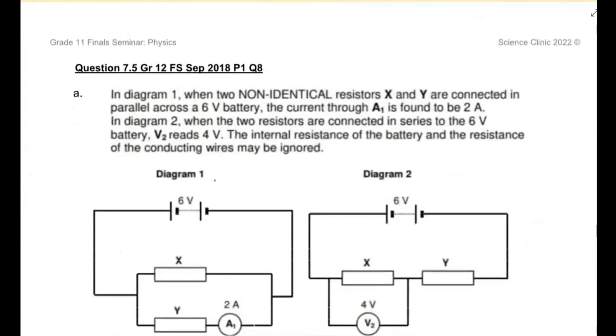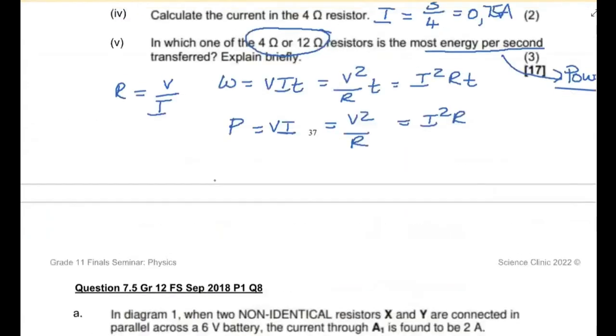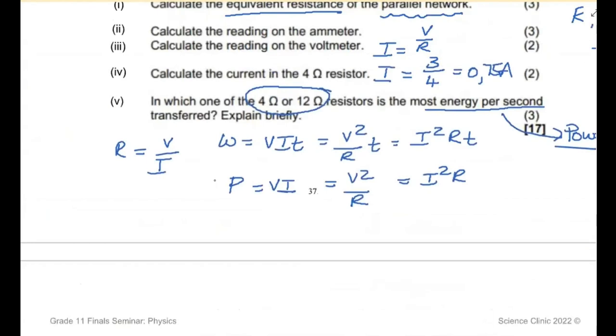Quick question. Will they get the power and work formulae on their formula pages? Yes, they get all of the ones that I've written there, they are all on the data sheet. R is V over I, W is VIT, P is VI. Okay, let's do one more question and then we'll take a break.